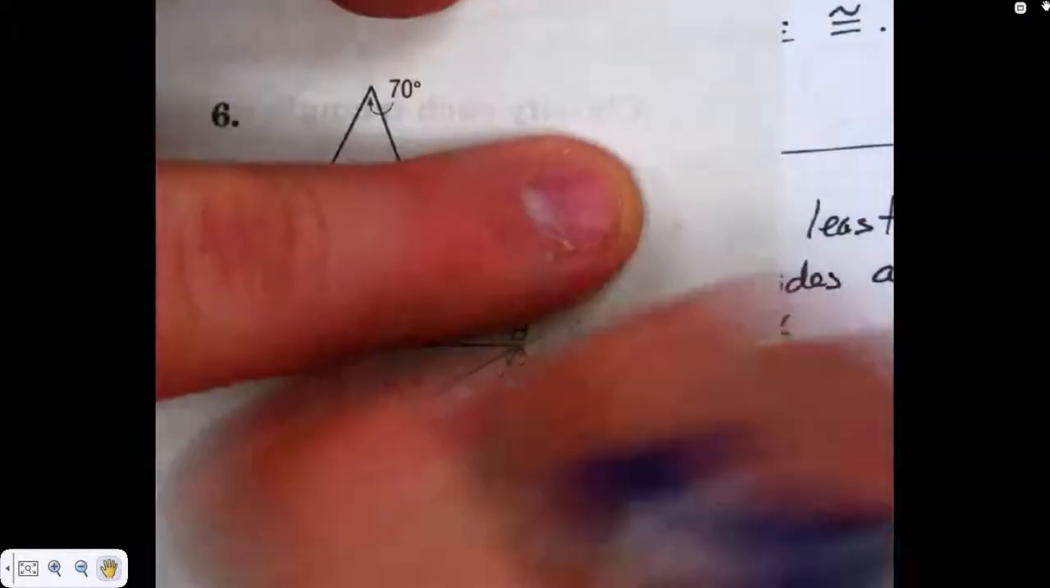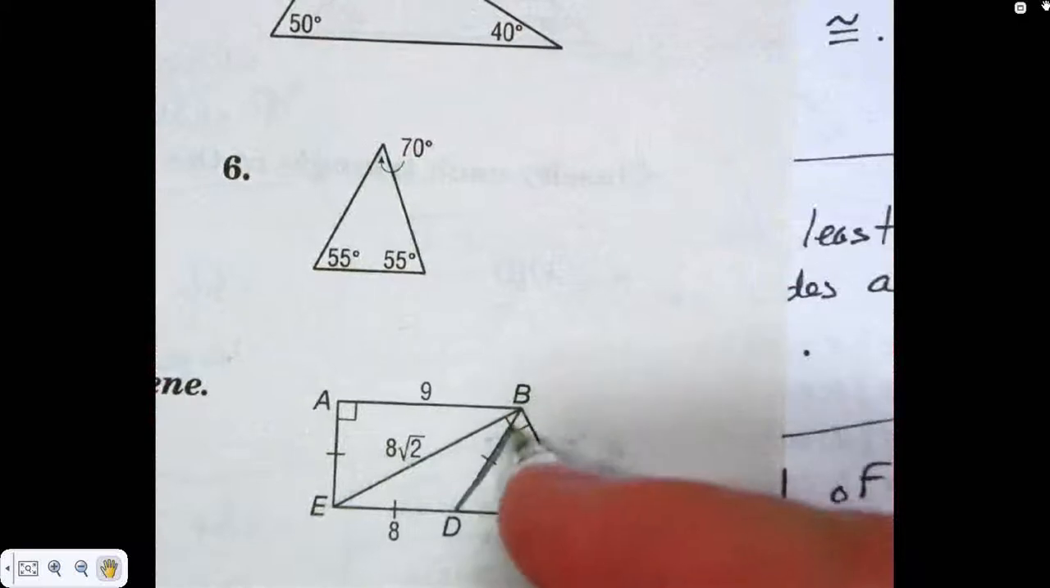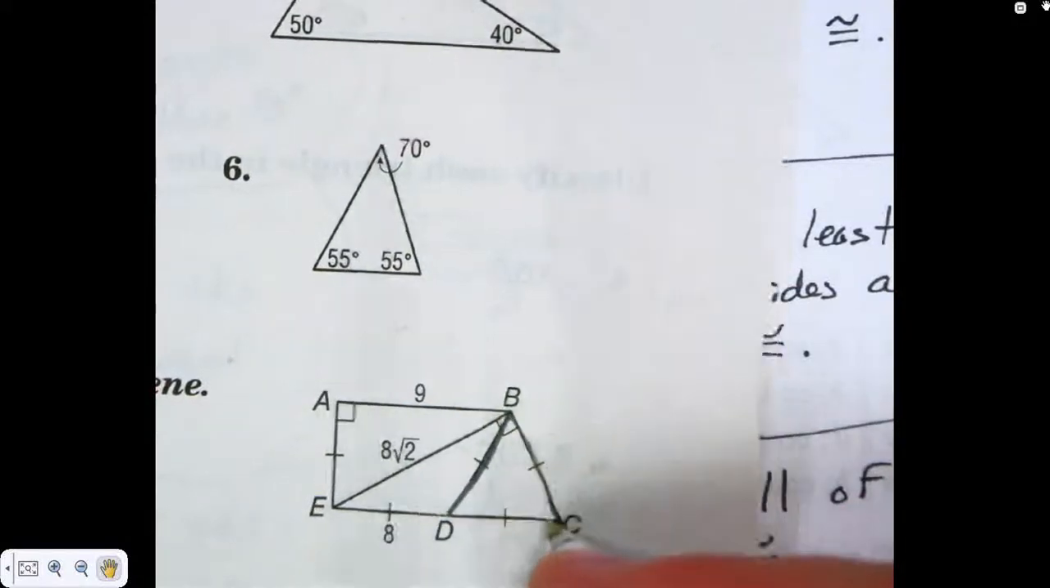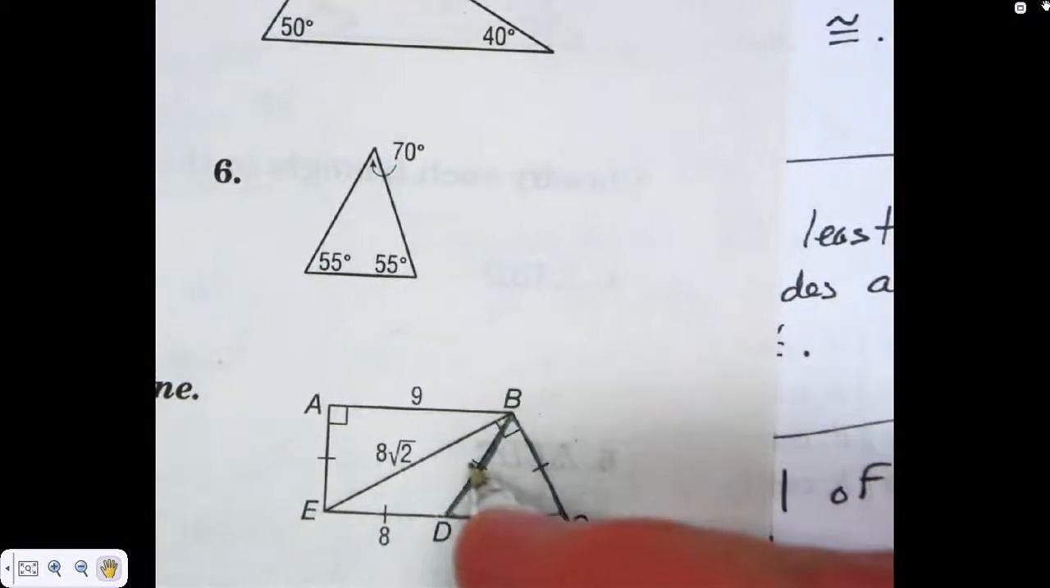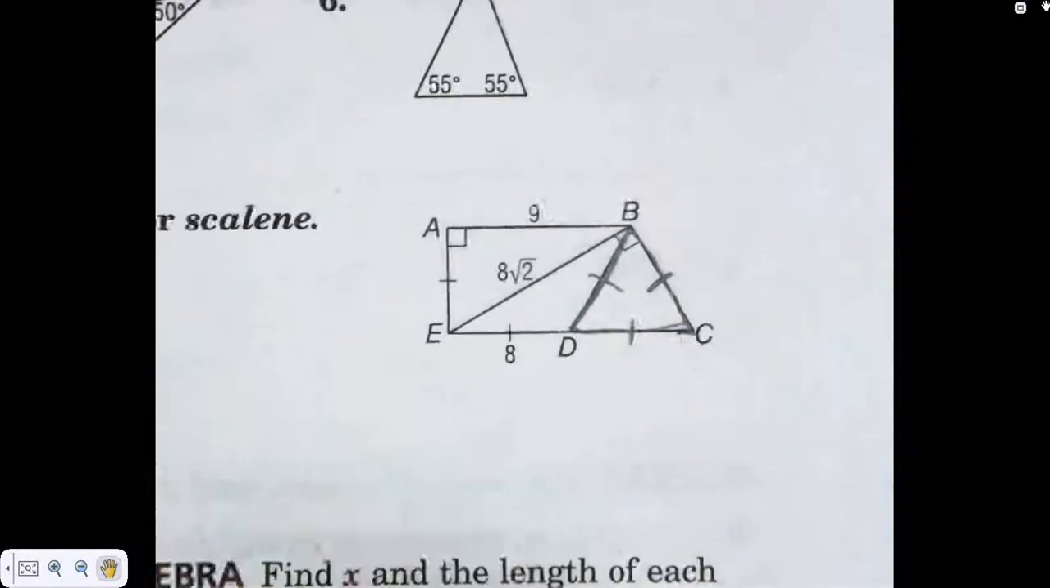Erase one more time. Triangle DBC. D to B to C. All the sides are congruent there, aren't they? So, number 10 is what?